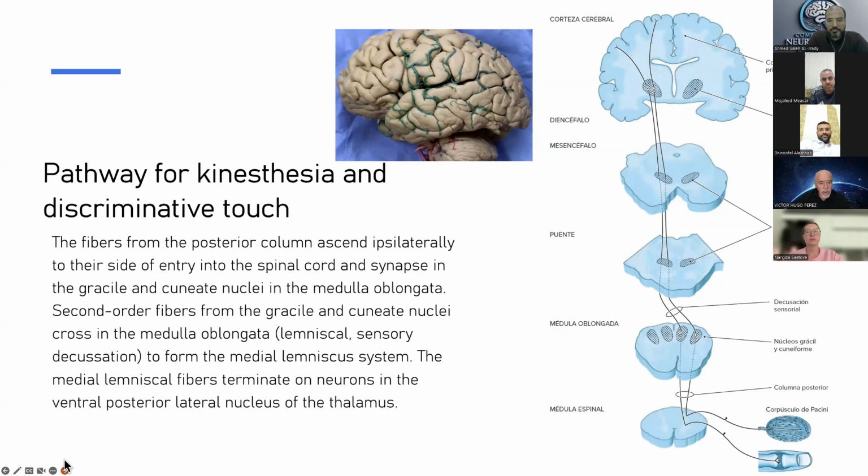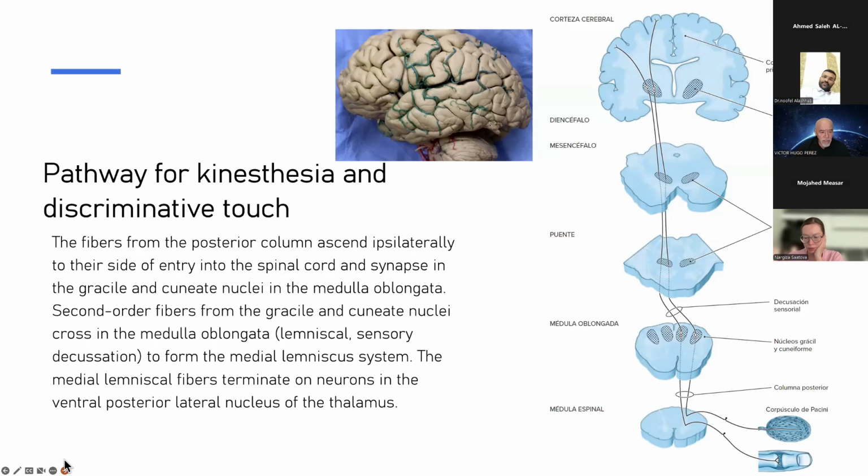So, the pathway for kinesthesia and discriminative touch. First of all, I'm going to talk about the sensitive tracts, and then after, the motor tracts. These fibers are coming from the posterior column and then ascend ipsilaterally to their side of entry into the spinal cord and synapse in the gracile and cuneate nuclei in the medulla oblongata. On the right side, I have a scheme to show these tracts. They are in my native language, Spanish, but these names are also the names in other languages.